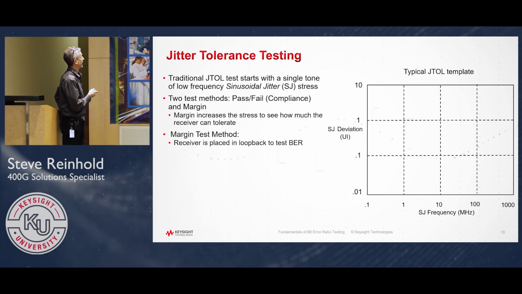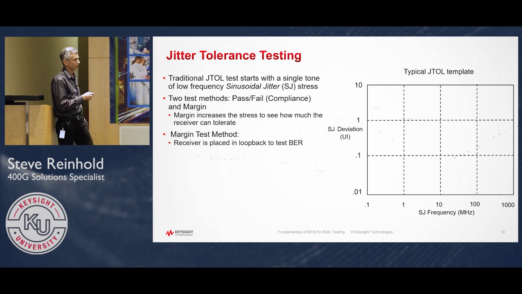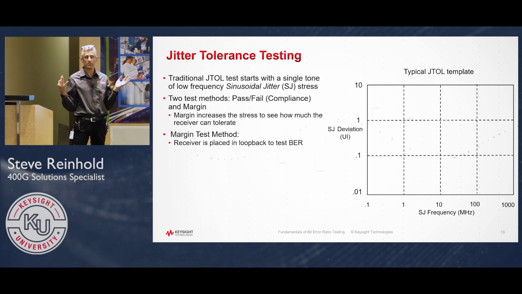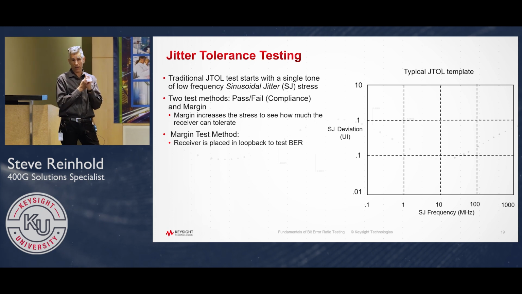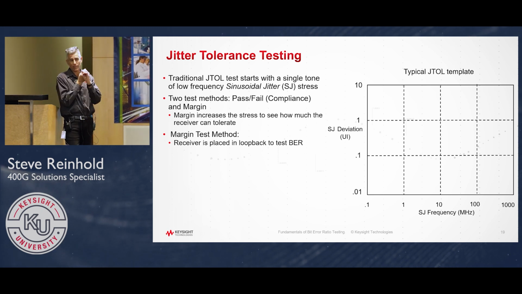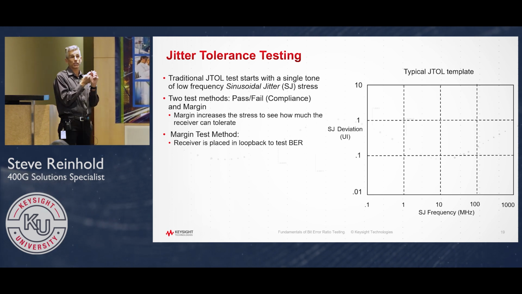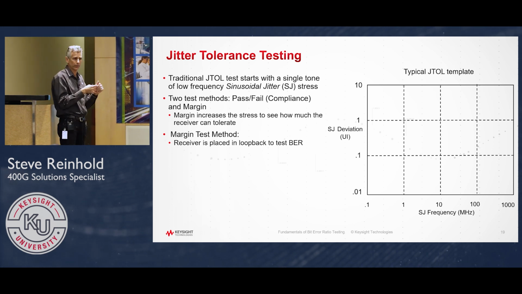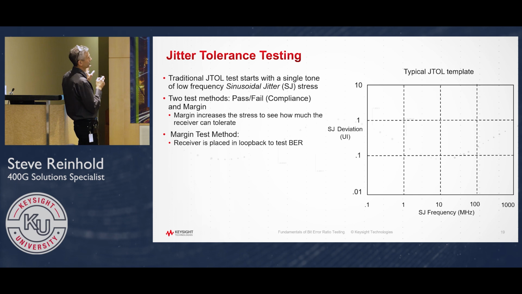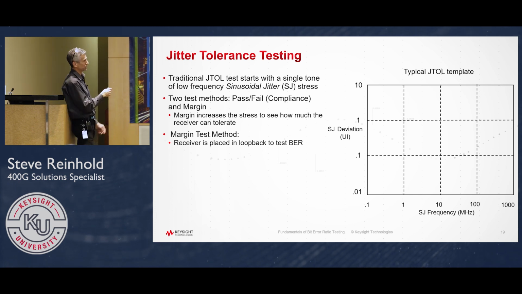So again, we start with a single tone of sinusoidal jitter. It's usually in the presence of what we call a cocktail: a static amount of ISI, a static amount of random jitter, and then sometimes there's bounded uncorrelated jitter or some other jitters. But the one you step is the sinusoidal jitter, and that plots the clock recovery characteristics.